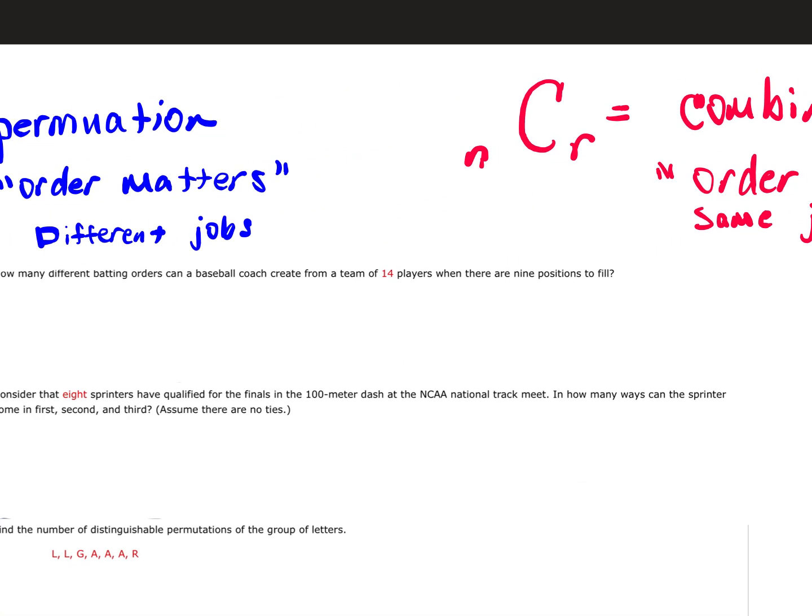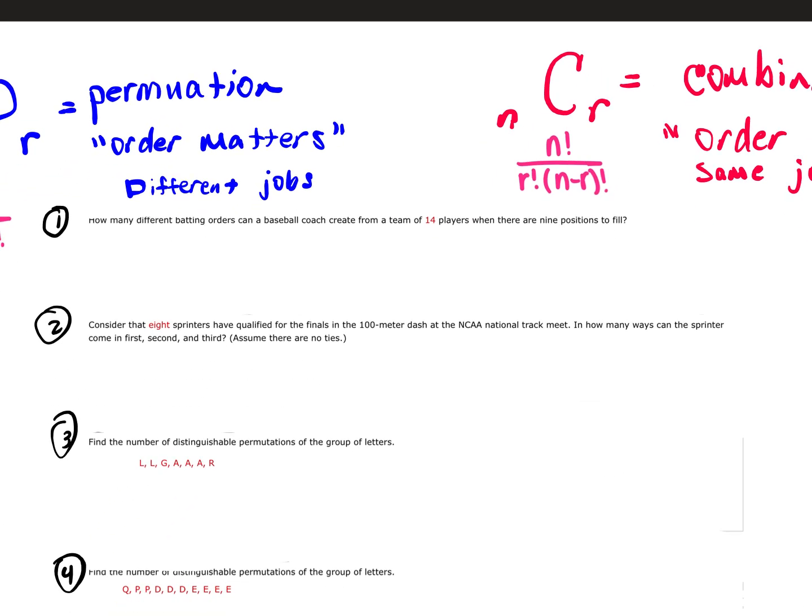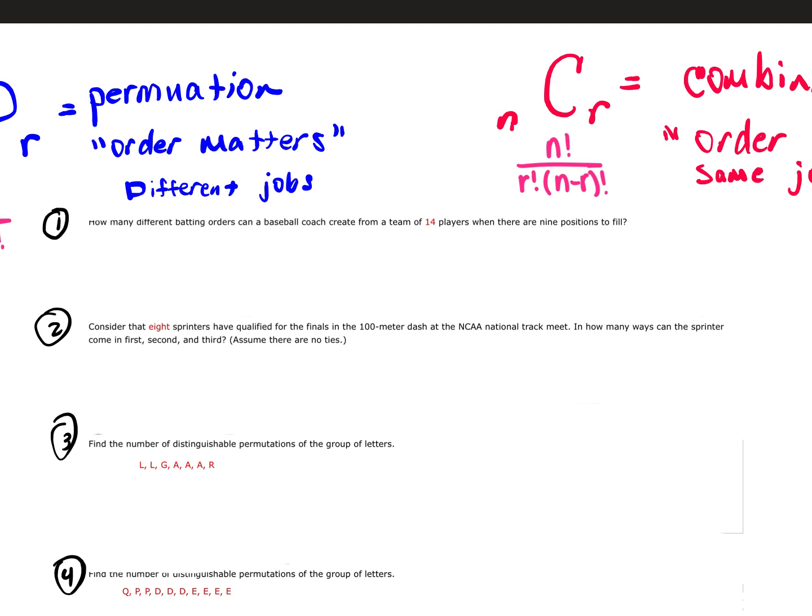For your combinations, you're going to have n factorial over r factorial times n minus r factorial. Remember that factorial just means that you're taking the number, multiplying it by the number less than that, times the number less than that one, and so on until you get to 1.